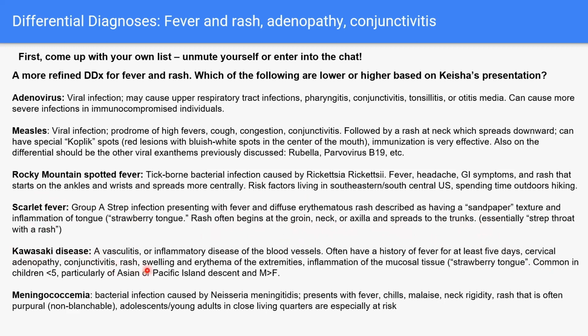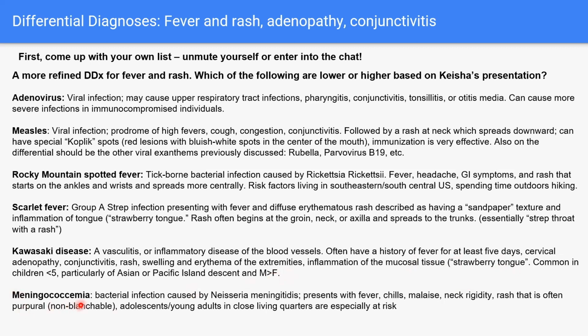And then Kawasaki's disease is inflammation of blood vessels. It's a vasculitis, which is the fancy term for inflammation of blood vessels. These patients often have a fever for at least 5 days. They have cervical adenopathy, conjunctivitis, a rash, swelling and erythema of the extremities, and inflammation of the mucosal tissue, so even the strawberry tongue, etc.